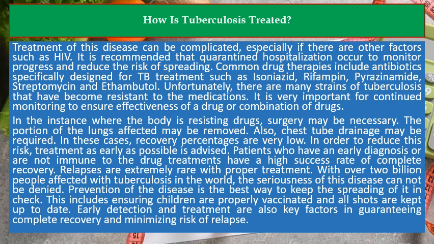Patients who have an early diagnosis or are not immune to the drug treatments have a high success rate of complete recovery. Relapses are extremely rare with proper treatment. With over 2 billion people affected with tuberculosis in the world, the seriousness of this disease cannot be denied. Prevention of the disease is the best way to keep the spreading of it in check. This includes ensuring children are properly vaccinated and all shots are kept up to date. Early detection and treatment are also key factors in guaranteeing complete recovery and minimizing risk of relapse.